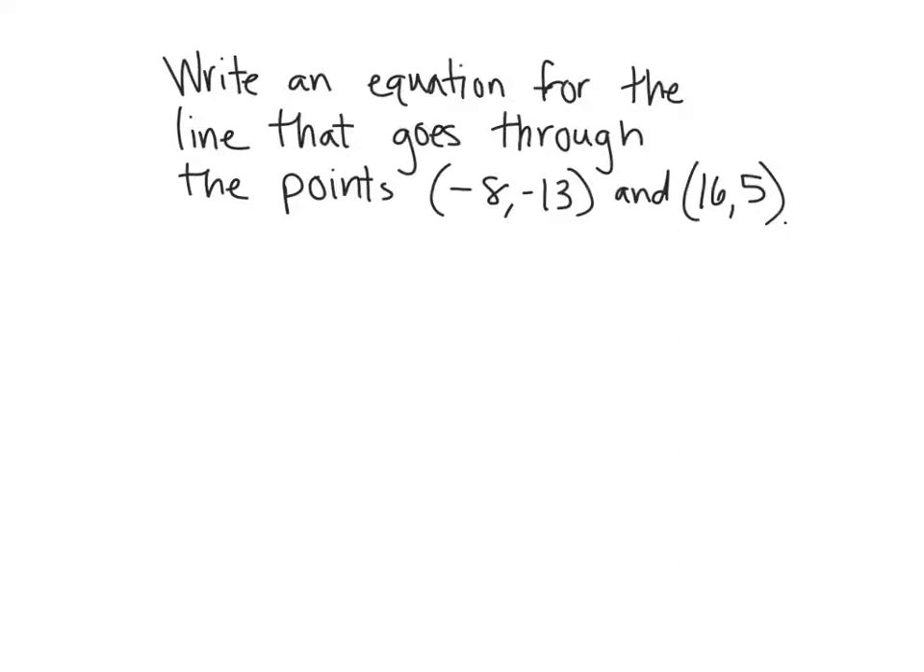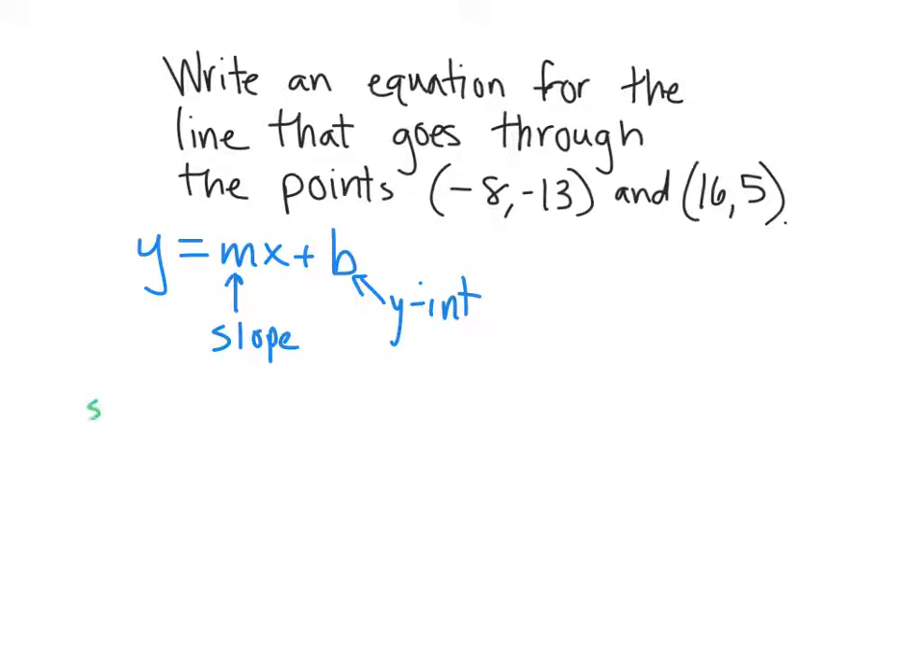All right, when we're writing an equation for a line, the general rule for a line is y equals mx plus b, where m is our slope or rate of change, and b is our y-intercept. So in order to write an equation when given 2 points, we need to first find the slope.